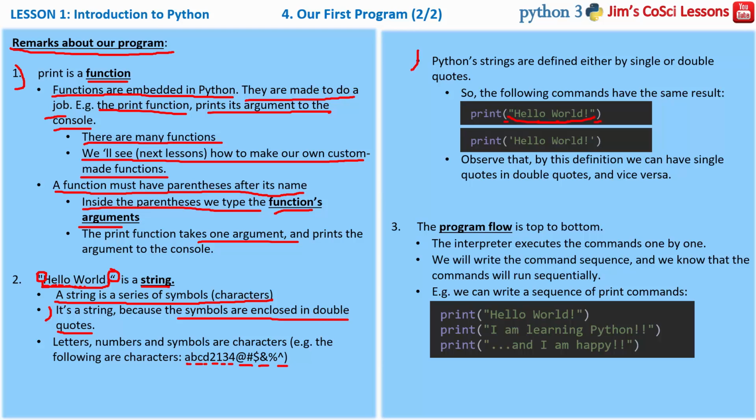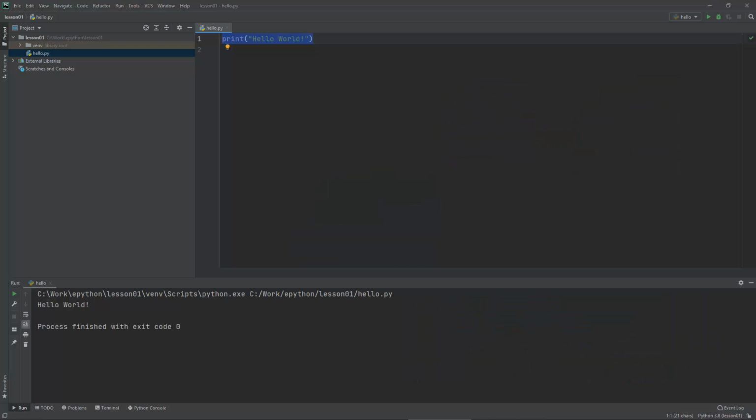Now, Python strings can be defined either by single or double quotes, so the following commands have the same result. You see in the first example what we wrote previously in our program, a double quoted string, and here is a single quoted string. Another remark is that by this definition we can have single quotes in double quotes and vice versa. Let's make another program to see that in action.